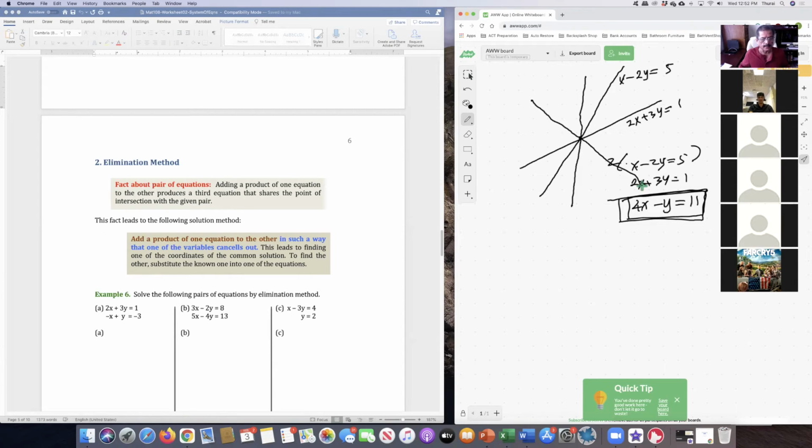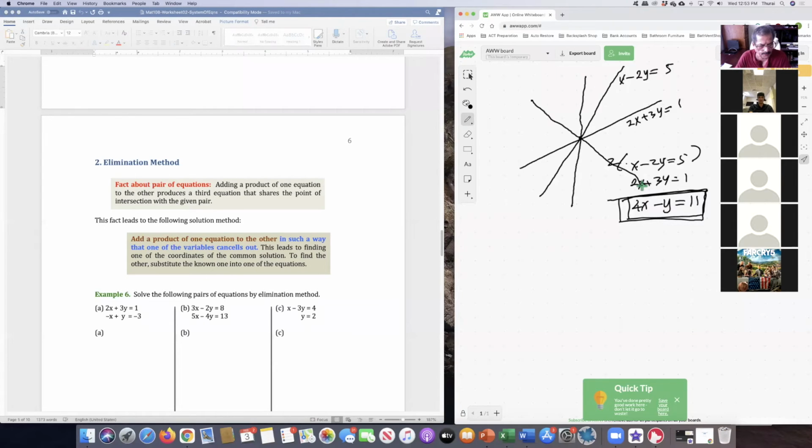So that's the technique. Since we know that adding a multiple of one equation to the other will give you a new equation whose point of intersection with any of the other equations will be the same as the point of intersection of the original equations, we can generate new equations whose points can be easier to find. So that's what we're going to do. It's called the elimination method.